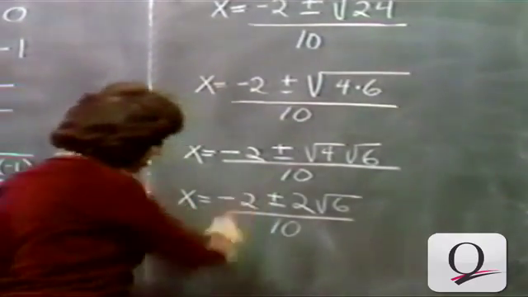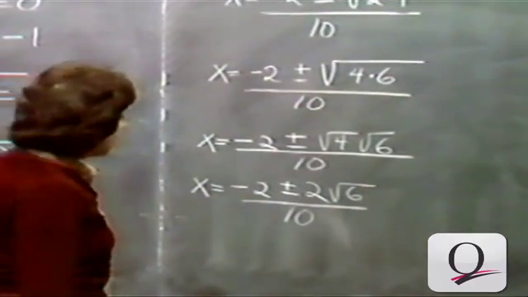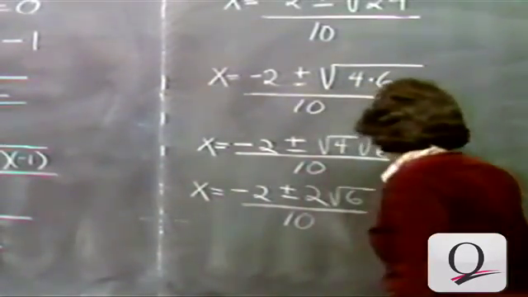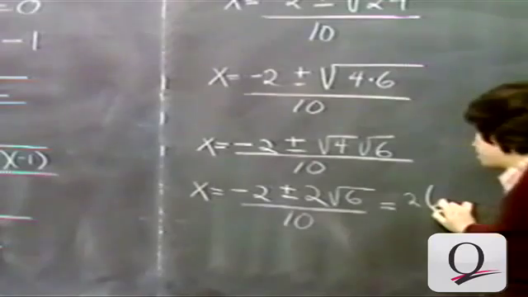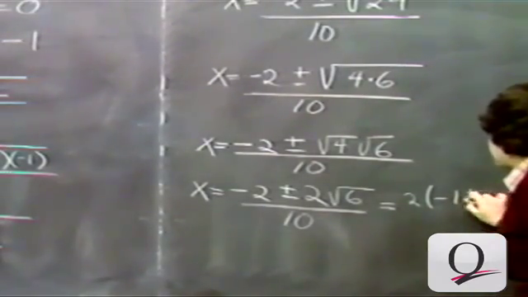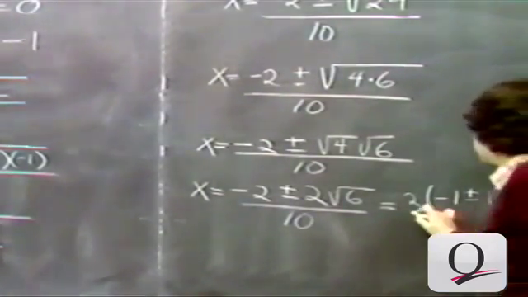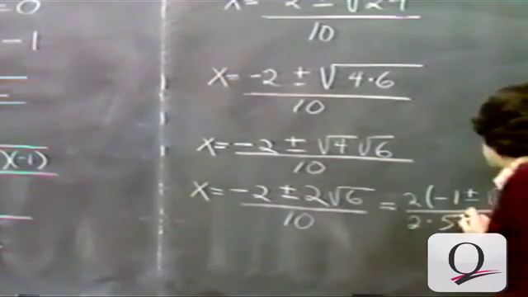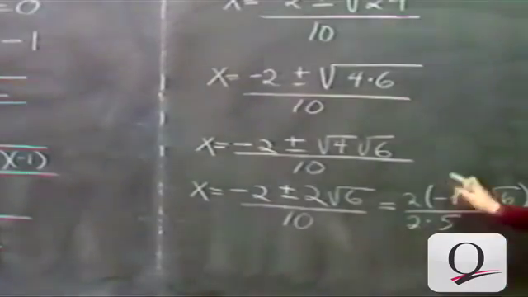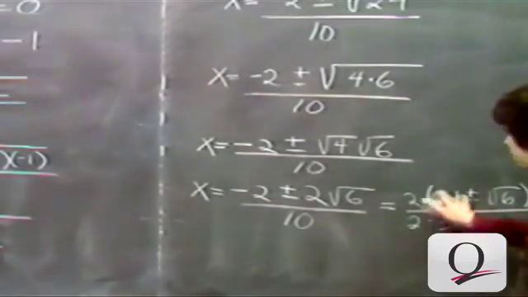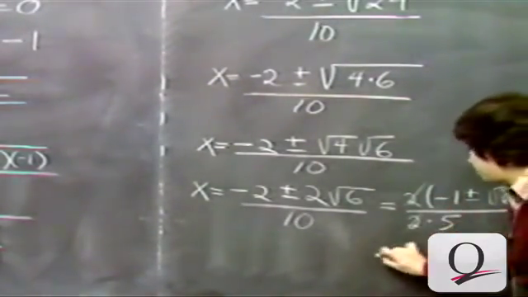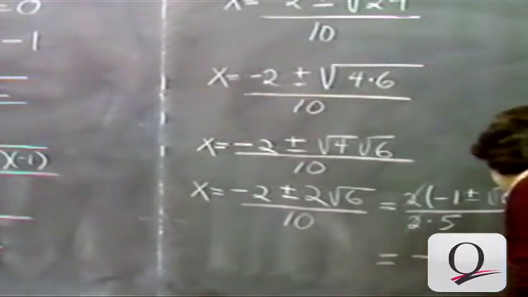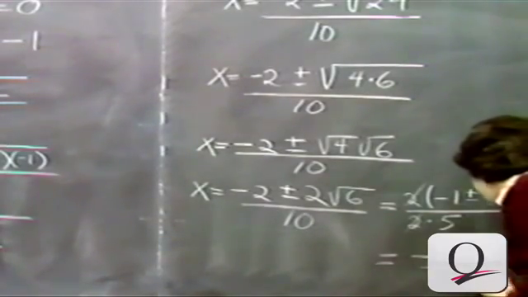And we notice that there is a factor in common at top and bottom, namely 2. We can factor a 2 out on top, giving us 2 times minus 1 plus and minus the square root of 6. The bottom is 2 times 5. We can cancel the 2 on the top and the bottom, divide numerator and denominator by 2, giving us a final answer of minus 1 plus and minus the square root of 6 over 5.